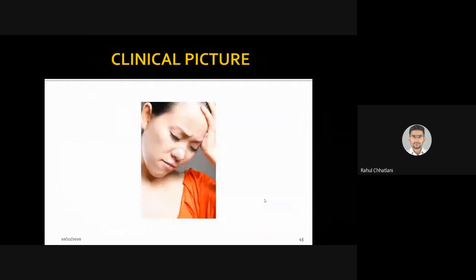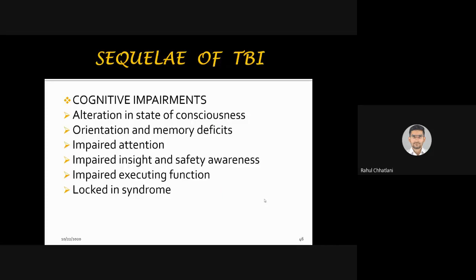Coming to the clinical picture. The first and foremost warning signs after the trauma will be confusion, loss of consciousness, inability to speak, inability to communicate as a whole, and dizziness. Once the trauma has happened, cognition will be affected first. Cognition involves the level of consciousness, orientation, memory deficit, impaired attention, impaired self-awareness.